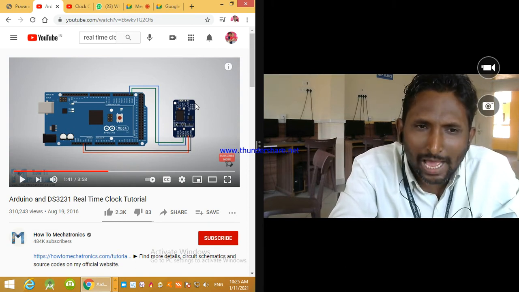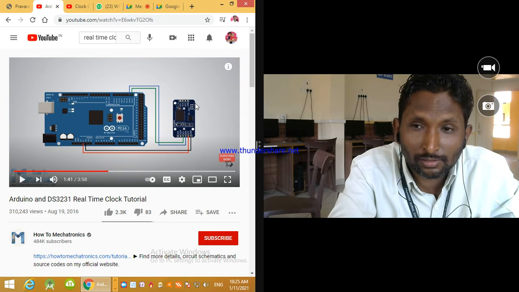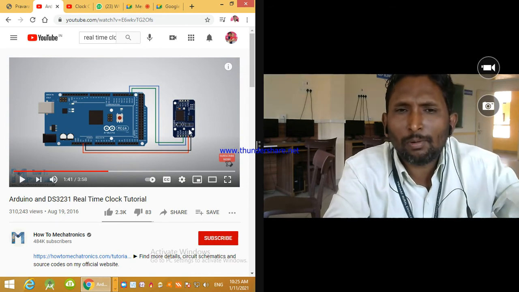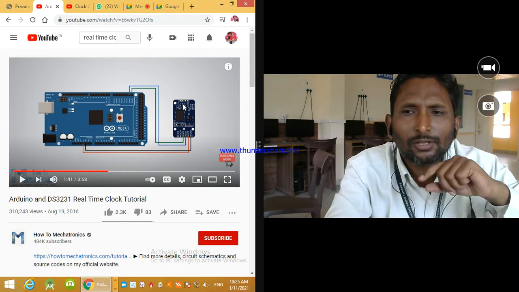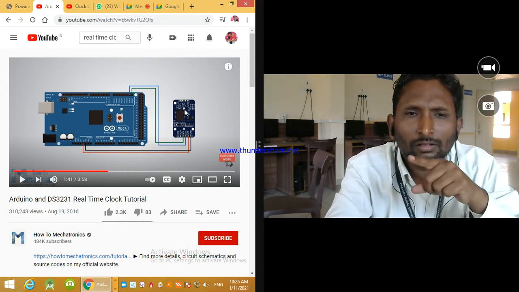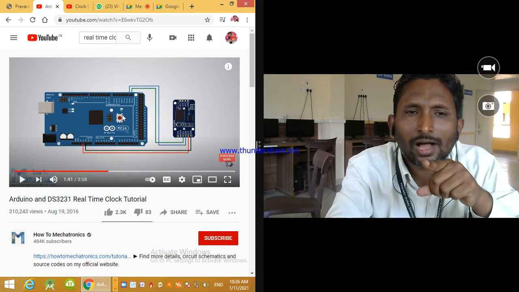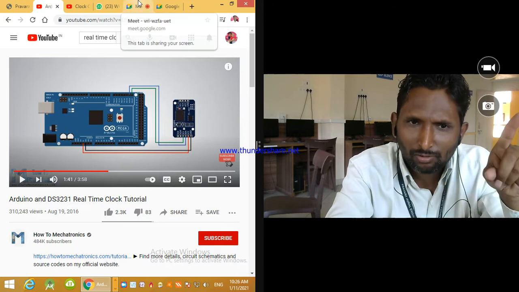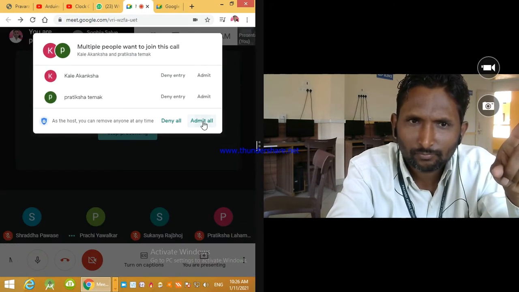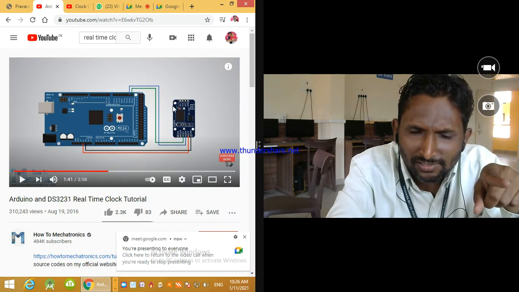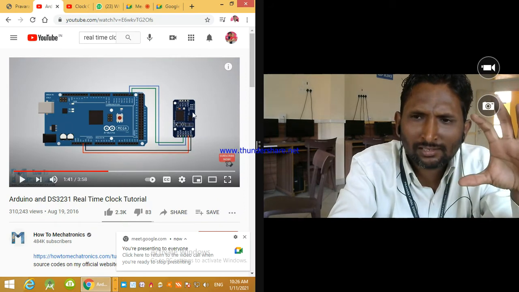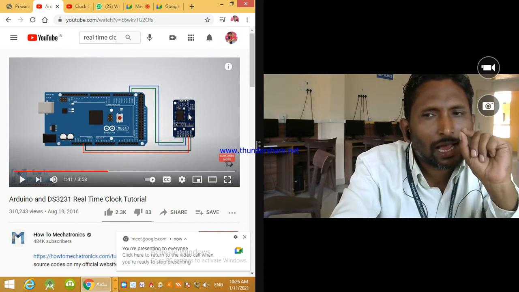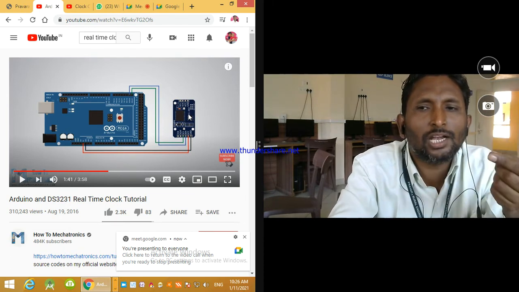If real-time clock is required to create any kind of application, we can connect this real-time clock to our Arduino or any system or any microcontroller. See it. Have you seen this? This is one kind of hardware required, real-time clock. I have told you what is the use of this real-time clock.